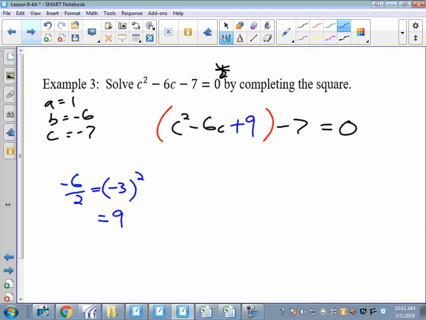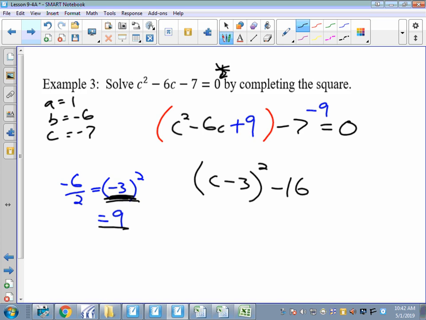I can add that inside the parenthesis. I'm going to subtract it out here, outside the parenthesis. Remember, now I can use my factoring shortcut, which is going to make this variable c, and then my half of b value is right here, actually, c minus 3 squared. And then don't forget over here, I've got a negative 7 and a negative 9, which is going to add to make a negative 16 equals 0.